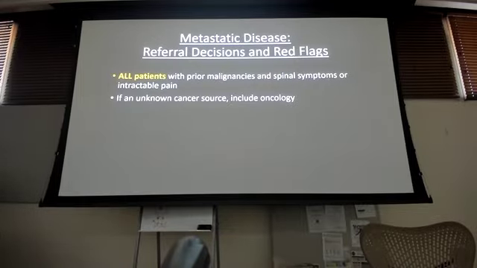Referral decisions: all patients with prior malignancies. If they have a history of cancer and now you have another concern for cancer, you refer, okay? It's just that simple. If they have any kind of spinal symptoms or intractable pain, meaning pain out of proportion, pain that doesn't get better with conservative care, you refer. Again, like I said, if you don't know the source, you need to get oncology involved. I would say you need to get oncology involved regardless, but definitely in this case.